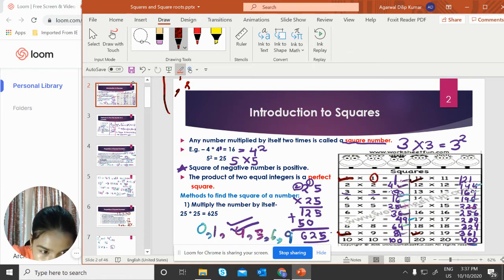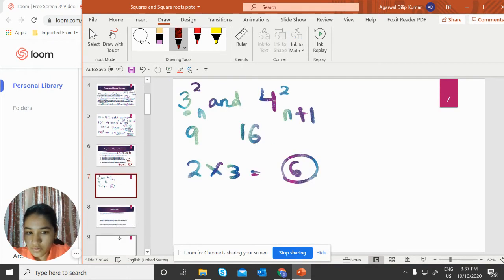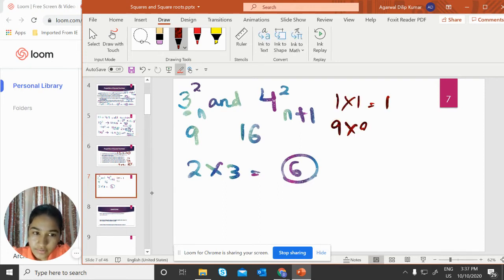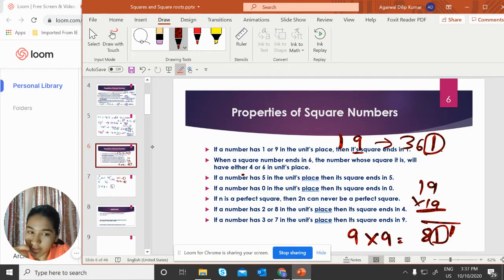Where there is 1 in the units place or a 9 in the units place, there we find the answer to be 1, because 1 ones are 1 and 9 nines are 81. So in both the cases, 1 into 1 is equal to 1, 9 into 9 is equal to 81. Both the cases we are getting 1 in the units place. So when we do the square of any number with 1 or 9 in its units place, then its square will end in 1. Okay, next thing.